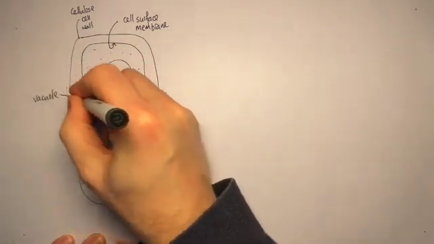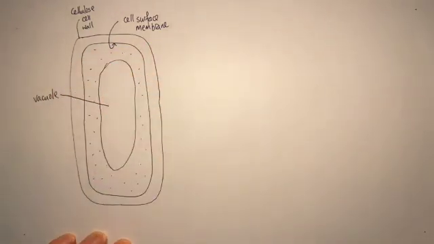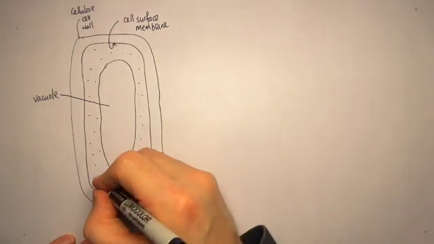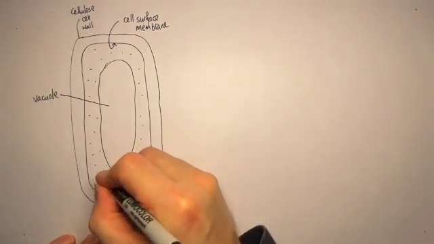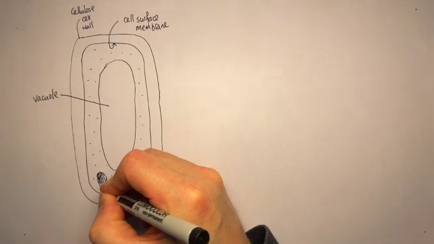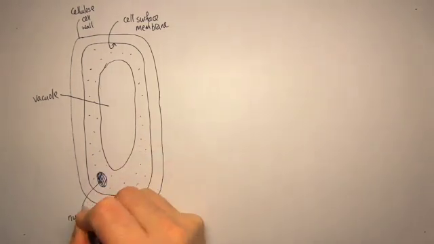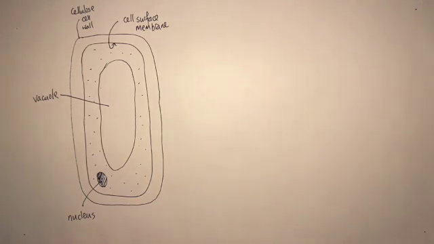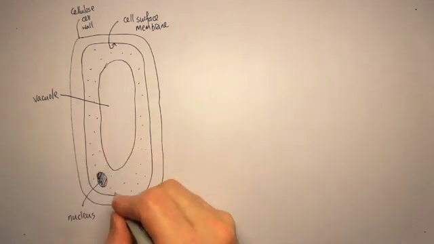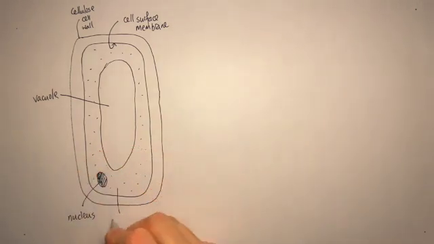One of the biggest organelles that you can see with a light microscope would be the vacuole. And we're not going to talk about the vacuole at all today. Another big organelle that we would see, of course, is the nucleus. And we're not going to talk about the nucleus very much today either. So this here is the cytoplasm.